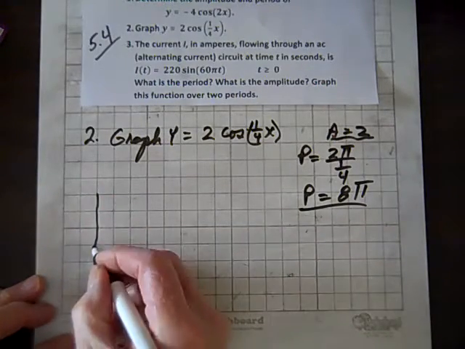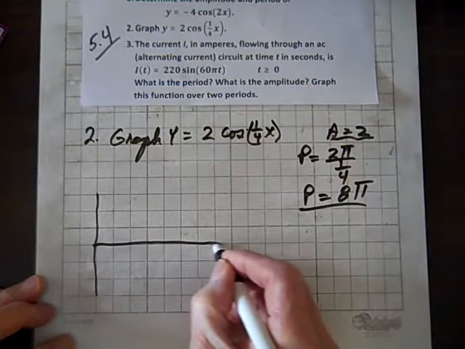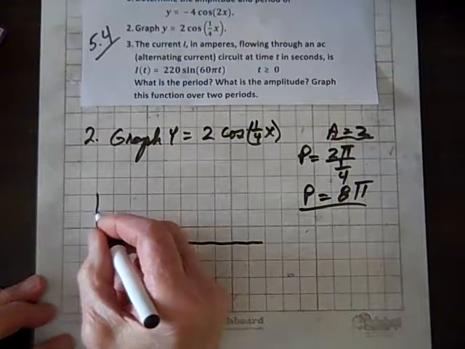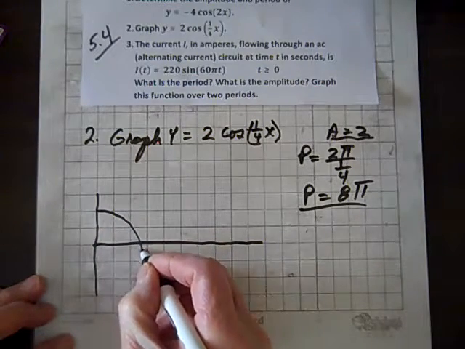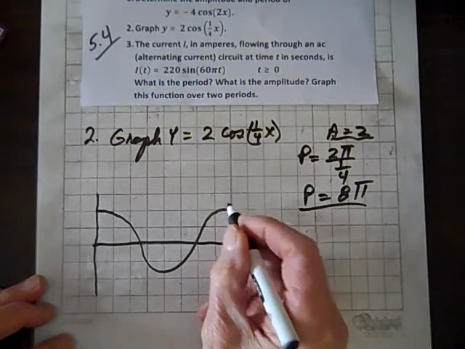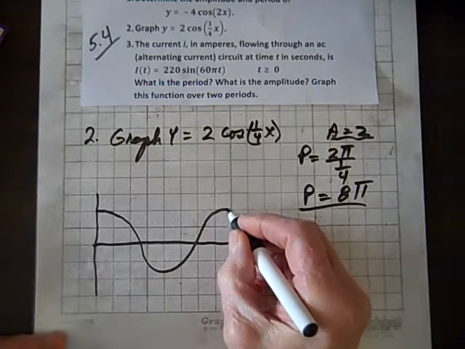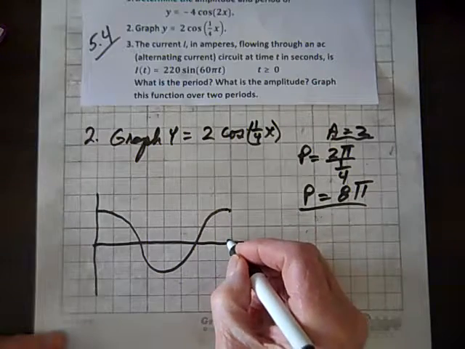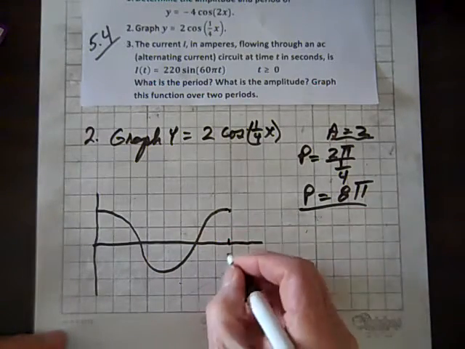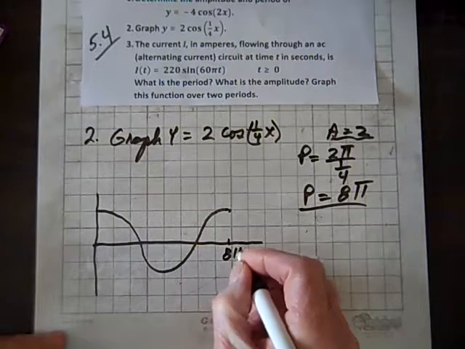So let's see. We're talking about the cosine function, aren't we? So let's just draw a cosine function. Okay, and we start to repeat ourselves right here. So then this would be a period of 8 pi. This would be 8 pi.